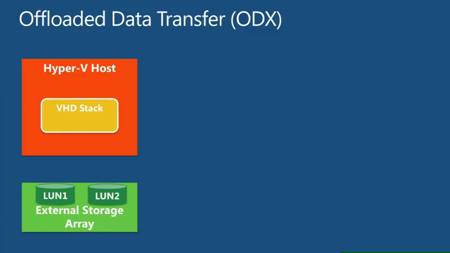SANs inherently are really powerful, right? They have a lot of storage processing power in their backend, and they're basically begging for work. So there are certain operations, especially like copy, that could be done in a much better way.